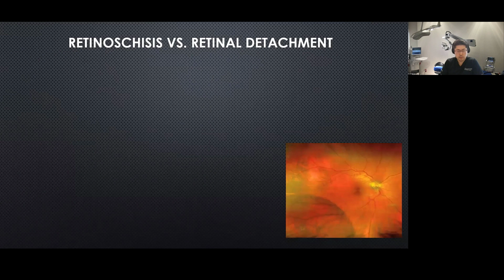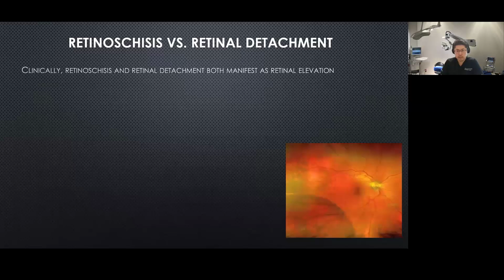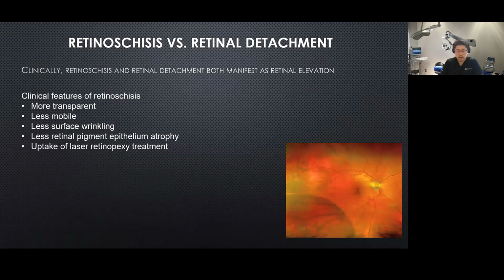Now, someone asked, what's the difference between retinoschisis versus retinal detachment? Well, schisis is splitting of the layers of the retina, but the outer retina is still intact. Whereas retinal detachment is the detachment of the entire neurosensory retina. The difference clinically is that retinoschisis are usually dome-shaped, as you see in this image at the bottom right, and they're more transparent, less mobile, no corrugation on the surface, and less likely to induce RPE atrophy.